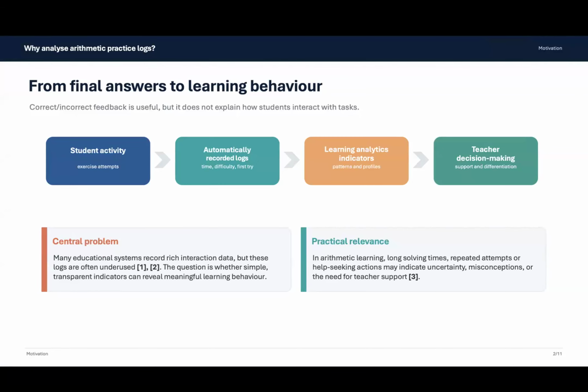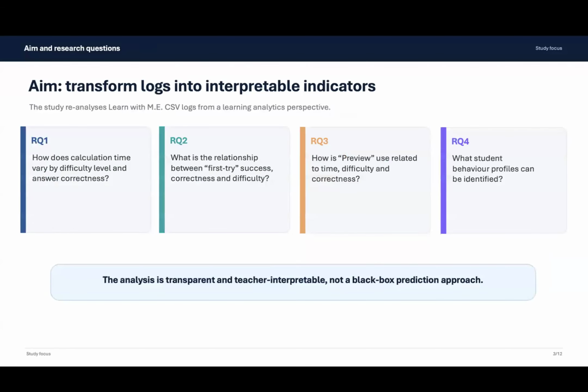The motivation for this study comes from a very common problem in digital mathematics learning, because many educational applications evaluate only the final answer. They tell us whether the student's result is correct or incorrect. This information is useful, but also limited. This is where the log data become valuable, because these indicators, which you can see in the slide, can reveal uncertainty, misconceptions, trial and error behavior, or help-seeking behavior.